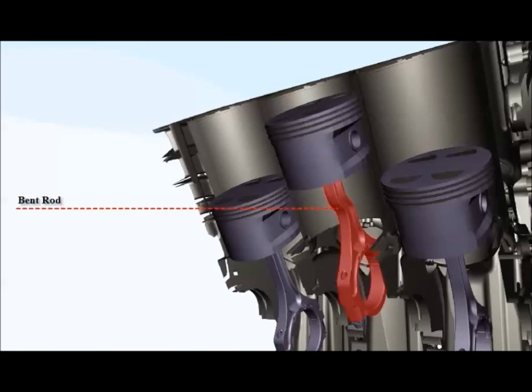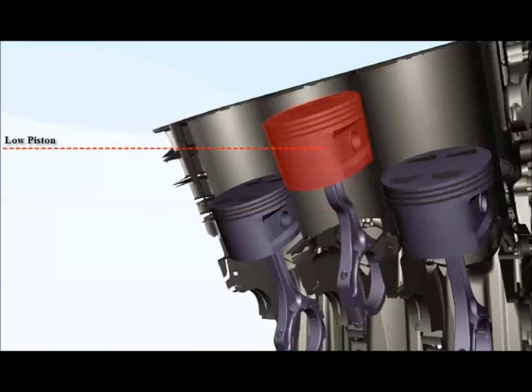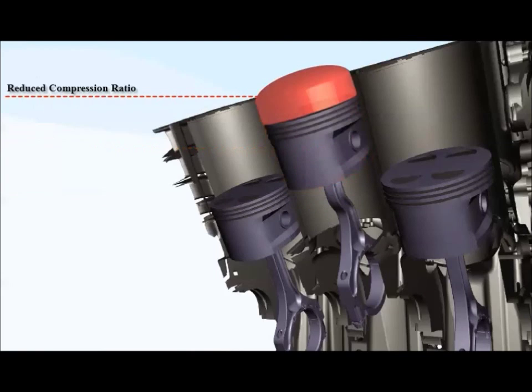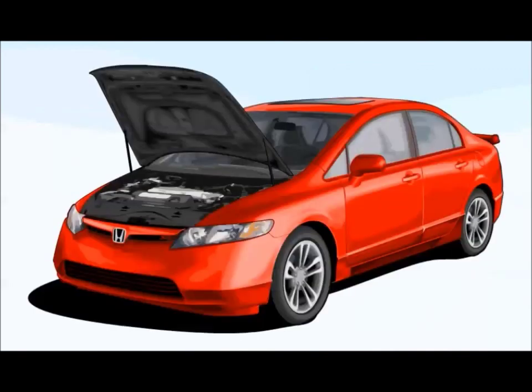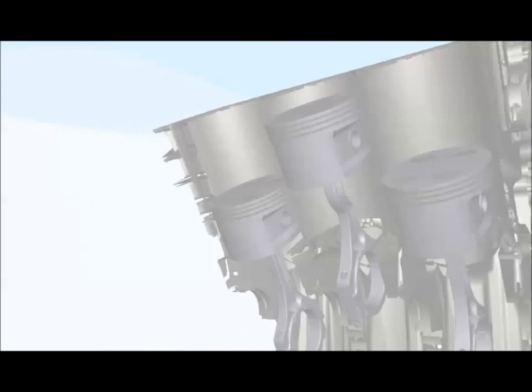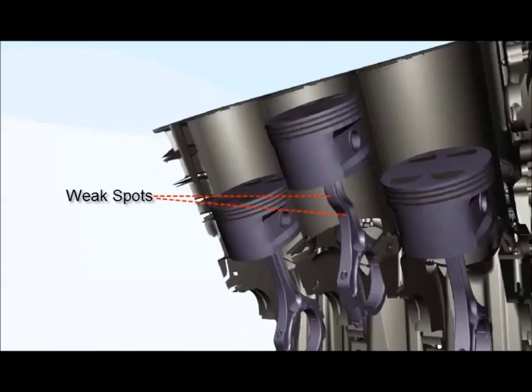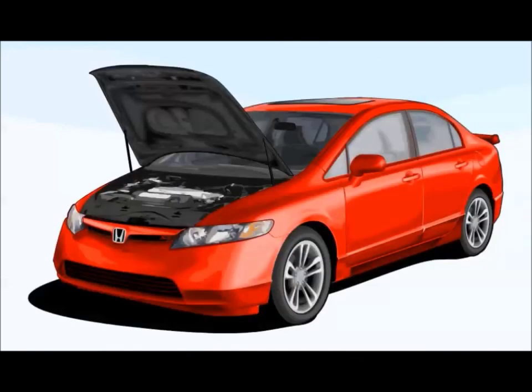Once bent, the rod becomes shorter than the other connecting rods. This places the piston lower in the cylinder relative to the other cylinders. The lower piston height reduces the compression ratio in the affected cylinder and may cause a balance or misfire problem. But in many cases, these symptoms don't occur. Instead, the bend creates weak spots in the rod that fail over time.